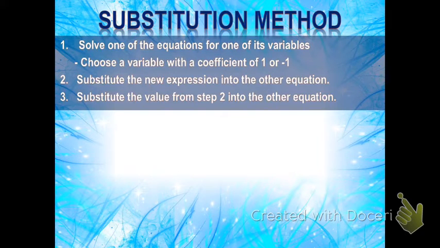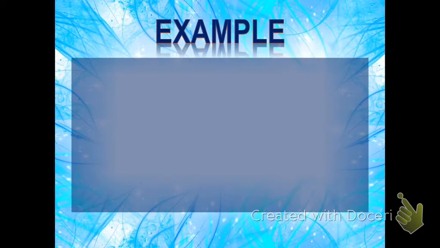Once you've got that one equation solved for one variable, you're going to plug that expression into the equation that you did not use. And then that will leave you with the solution to one of the two variables. Finally, you'll take that solution, plug it into either of the original equations, and then that will give you the other variable solution. So let's take a look.